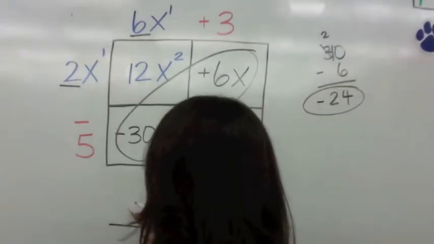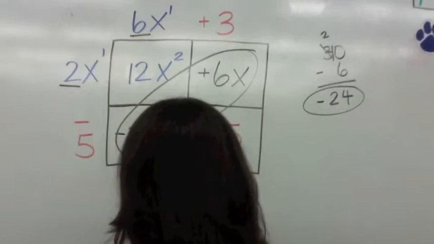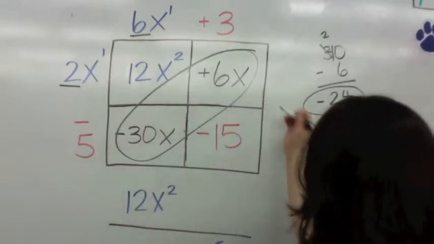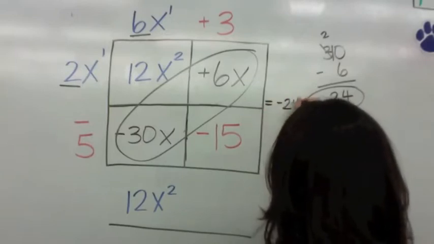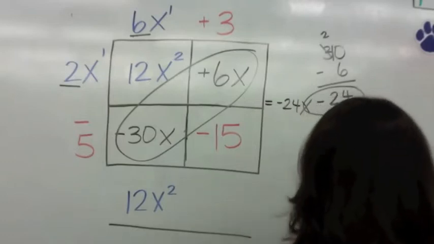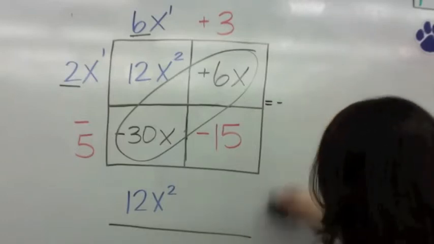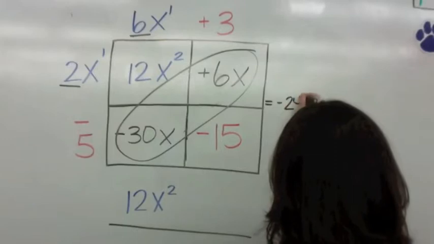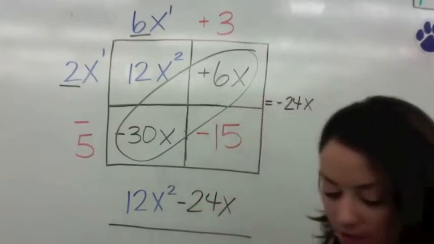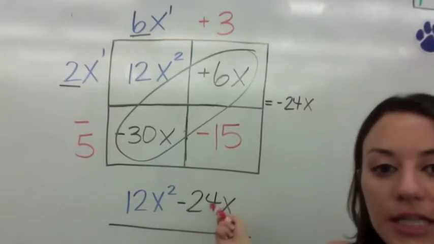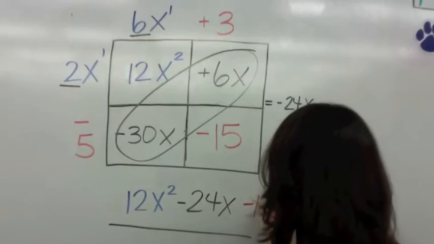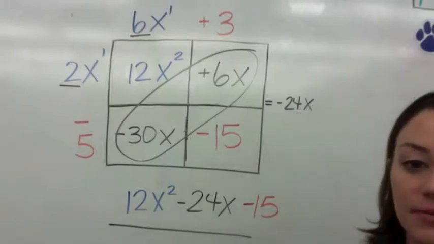Quadratic term is positive 12x squared. The linear term is, again, negative 24x. Sorry, did I say quadratic? That's the linear term. And the constant is negative 15. Okay, so go ahead and get that down.